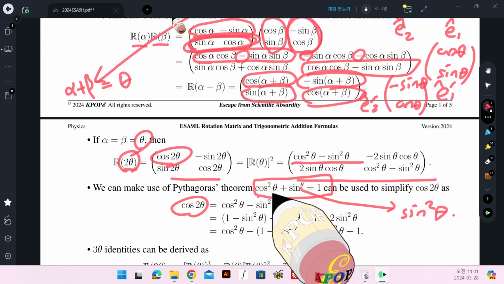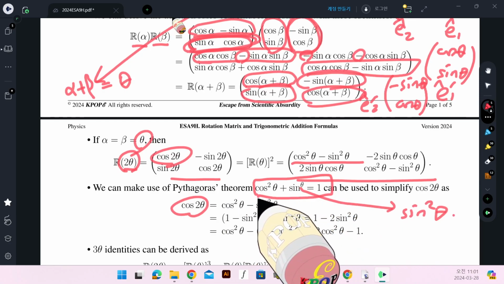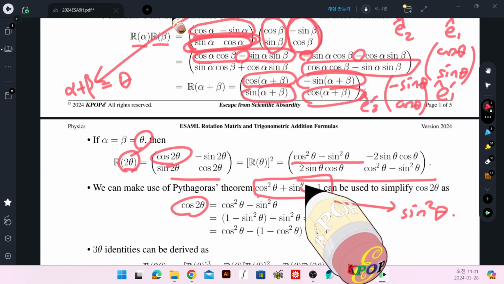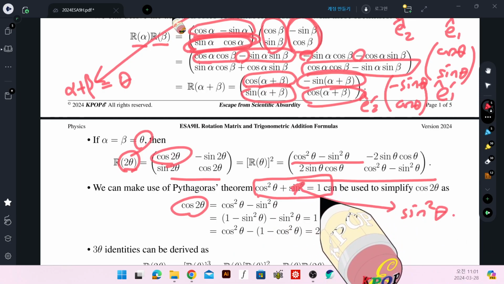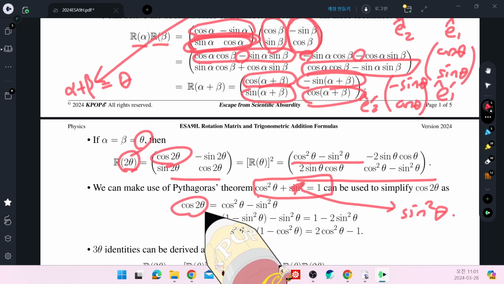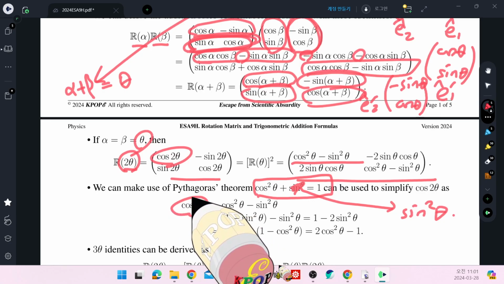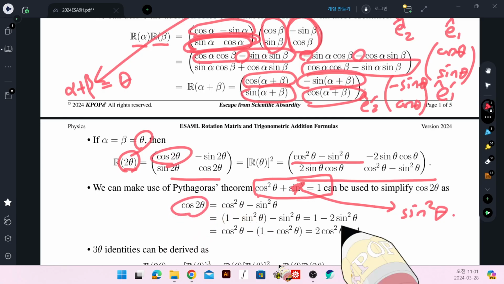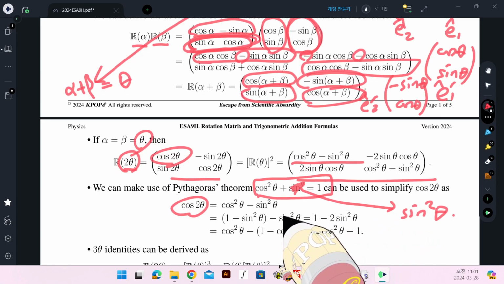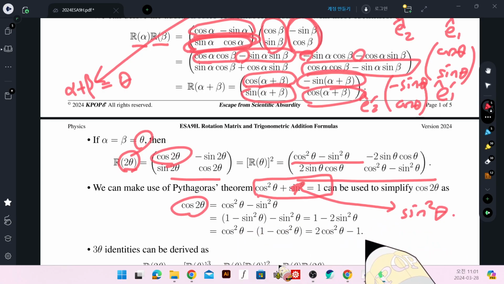Pythagoras' theorem states that cosine squared plus sine squared equals 1. Therefore, cosine 2 theta can always be expressed in terms of sine theta or cosine theta. So the result is 1 minus 2 sine squared theta or 2 cosine squared theta minus 1.